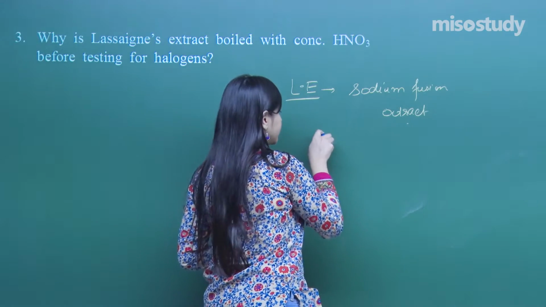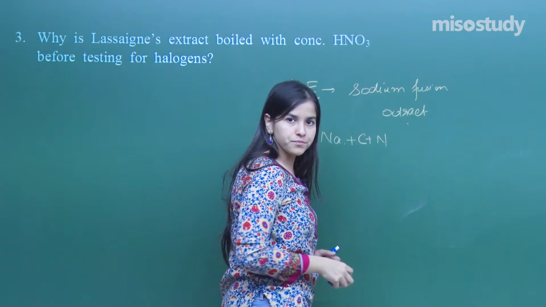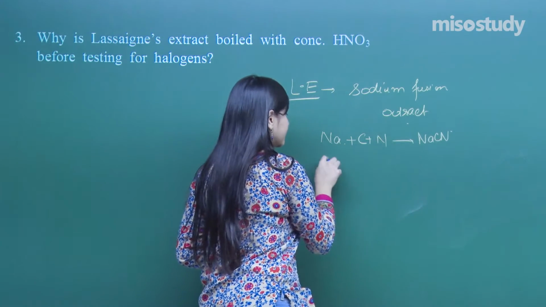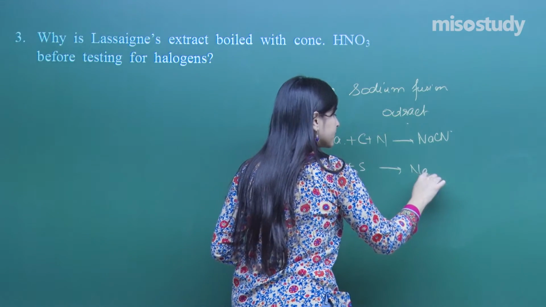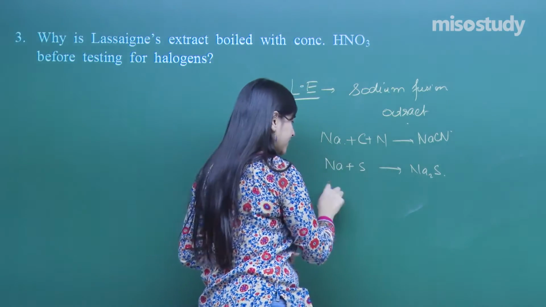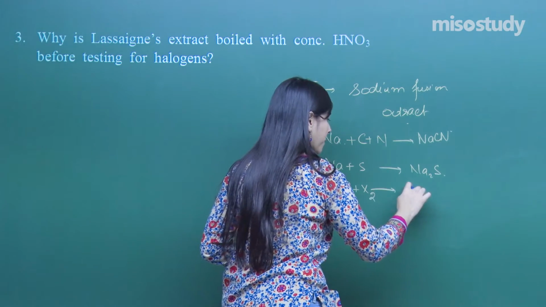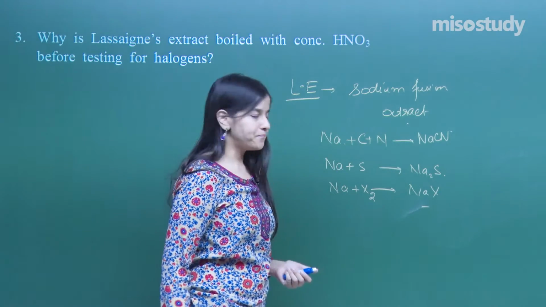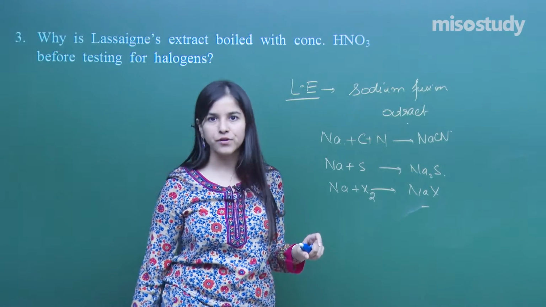If there is nitrogen present, we get NaCN. If there is sulfur present, we get Na2S, right? If there is halogen present, we get NaX, and that is how it goes. Clear? So this is nothing but LE, the Lassaigne's extract we obtain.